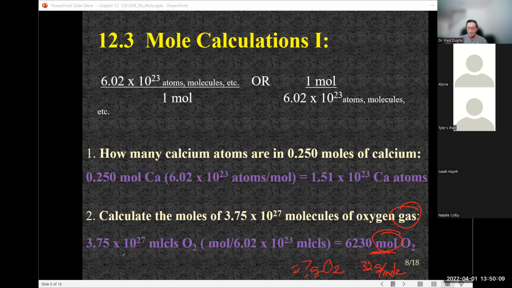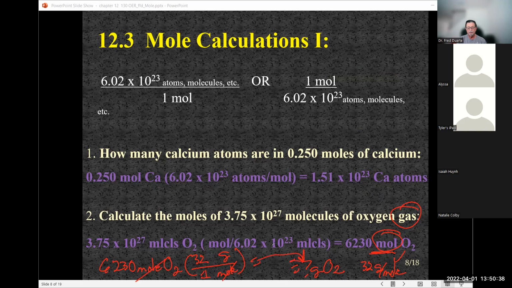I'd go one more step and take what I got here, 6,230 moles of O2. Okay, obviously I need a conversion factor with grams in the numerator, moles in the bottom, and that is my atomic weight here, or molar mass, and that's 32 grams divided by 1 mole. Check my units, moles cancel, and guess what?